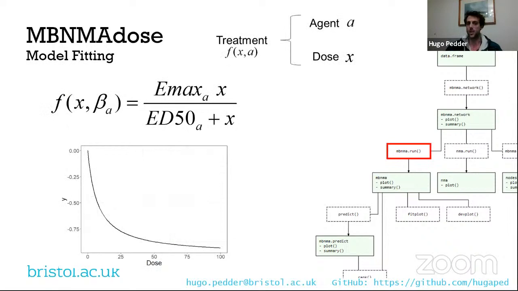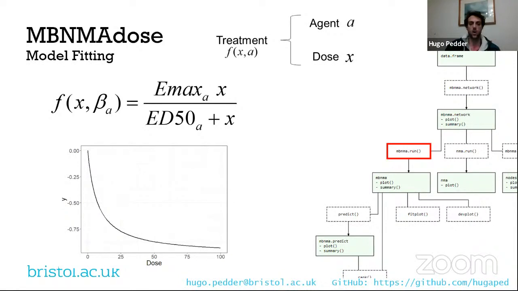So we want to try to model that in some way. And that's where the actual MBNMA model fitting comes in. This is done using a Bayesian framework in JAGS, behind the scenes. For the modeling framework, we define a treatment as being a specific dose of a specific agent. And we can then apply a dose response function to any treatment in the network. We can choose a particular dose response function that we think might fit our data well, and also that we think is biologically or pharmacologically plausible.